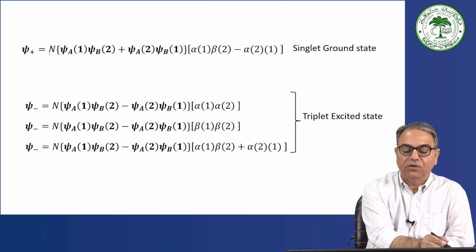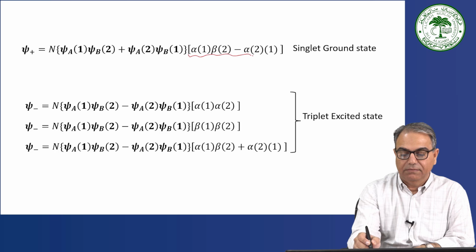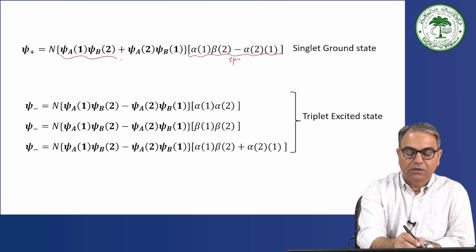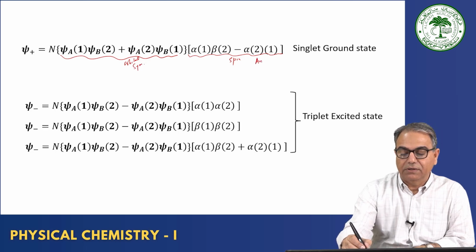N is the normalization constant. Instead of writing the whole normalization constant, I have written N. Then psi a1 psi b2 plus psi a2 psi b1, and this part is the spin part. This is a spin function, and this is your orbital function. This is your symmetric function. This is your antisymmetric function.